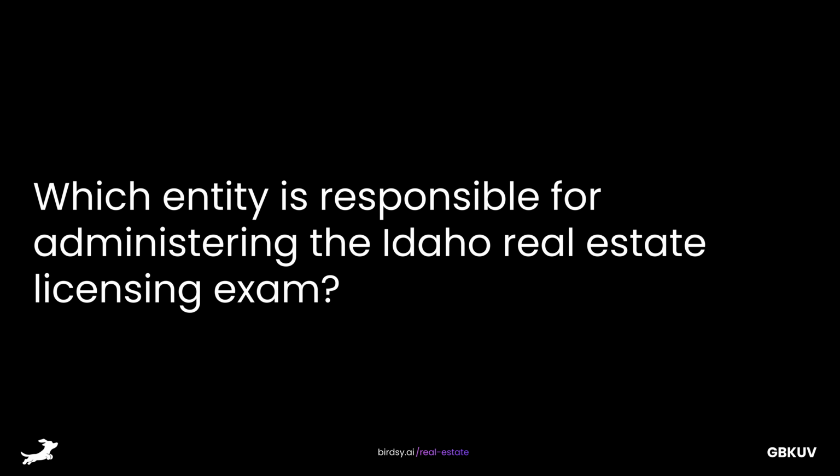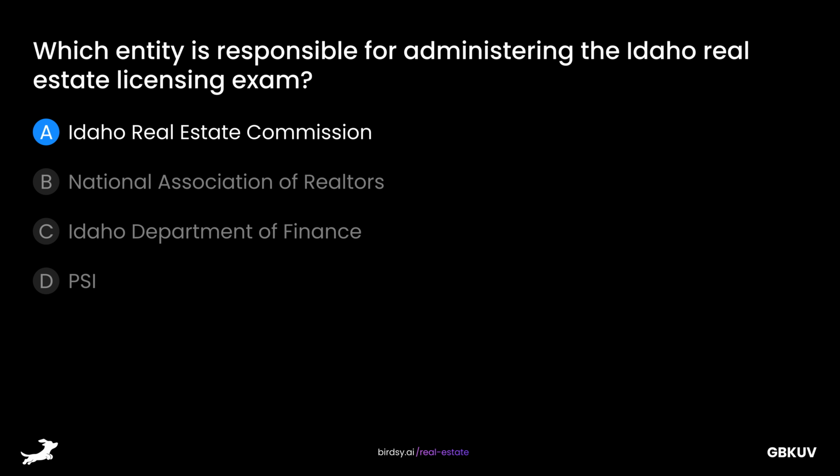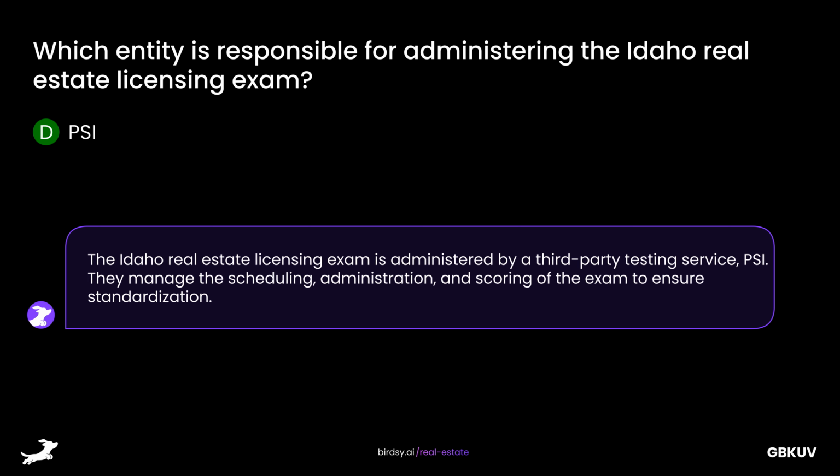Which entity is responsible for administering the Idaho Real Estate Licensing Exam? Is it A, Idaho Real Estate Commission, B, National Association of Realtors, C, Idaho Department of Finance, or D, PSI? The answer is D, PSI. The Idaho Real Estate Licensing Exam is administered by a third-party testing service, PSI. They manage the scheduling, administration, and scoring of the exam to ensure standardization.